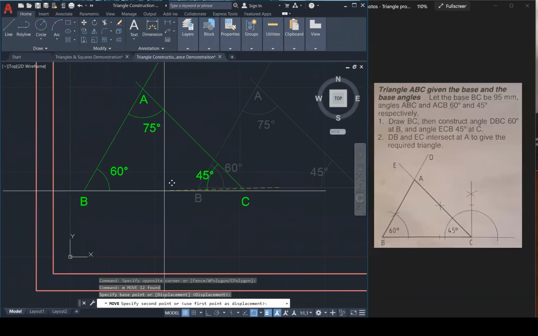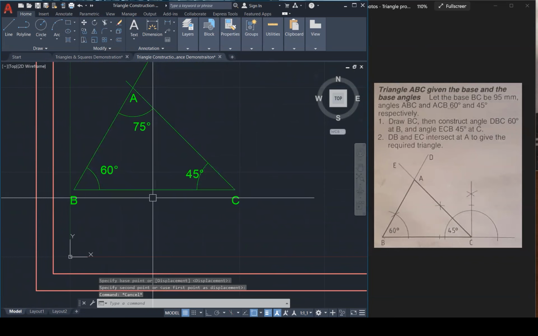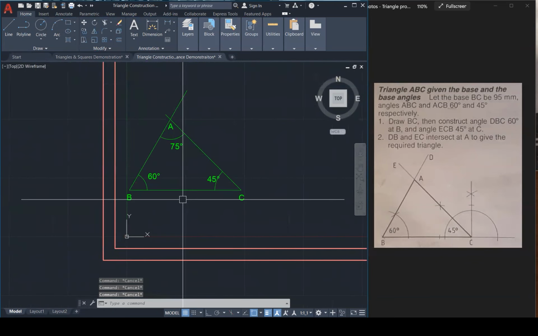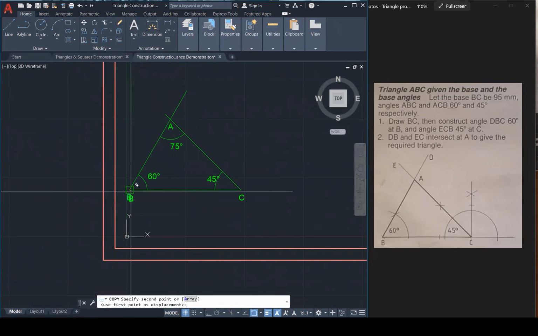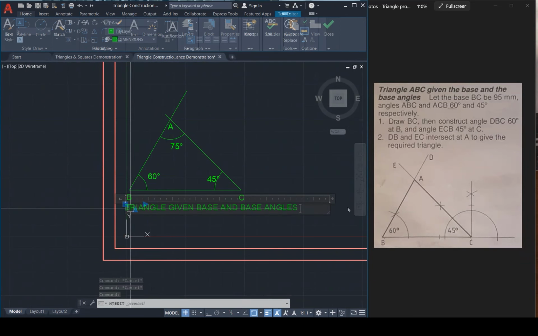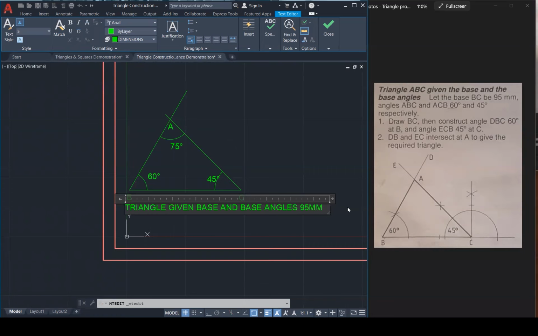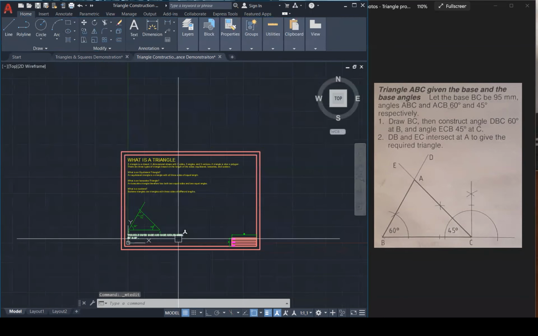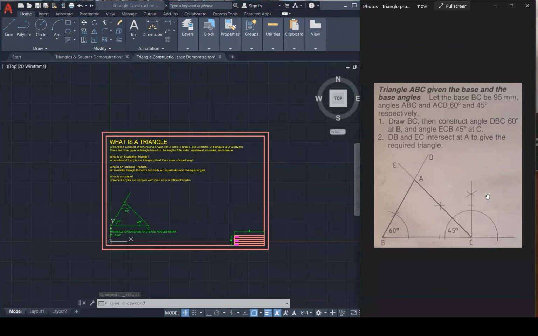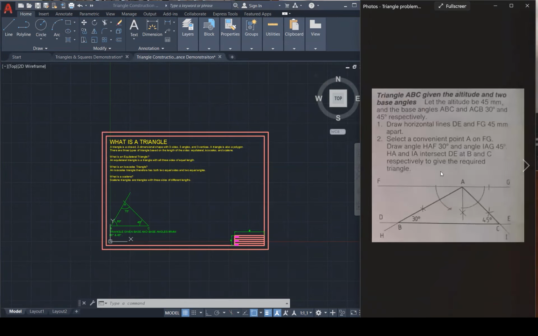So I'm going to move this over to here. I'm going to label what this is. 5 mil, 60 degrees, and 45. So that one is done. So now we're going to move on to the second one.